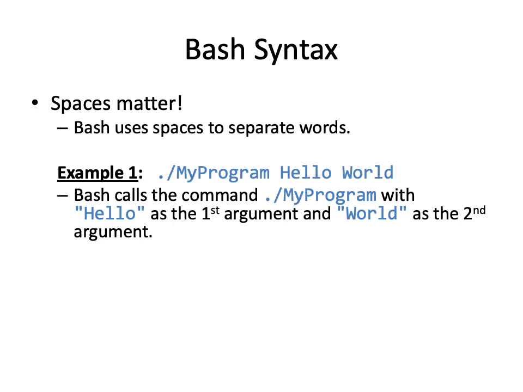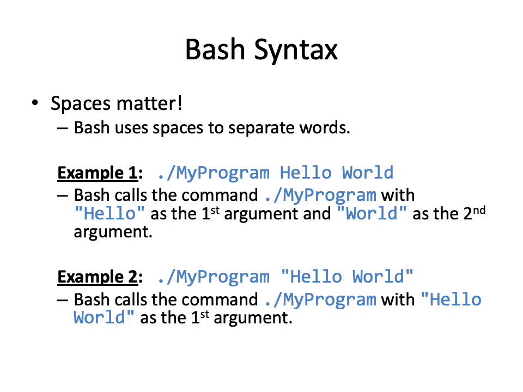It'll assume that the first one is a command, my program, and then it will assume all the others are arguments to that first command. So here, my program is the command, hello is the first argument, and world is the second command line argument. If instead I surrounded hello world with double quotes or single quotes, then it would treat that all as one word. So my program would be the command that it would run, and then it would see hello world as the first argument altogether. Now you saw an example of this in Lab 7.